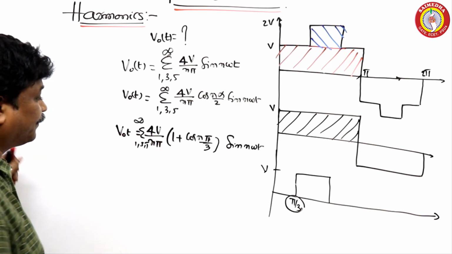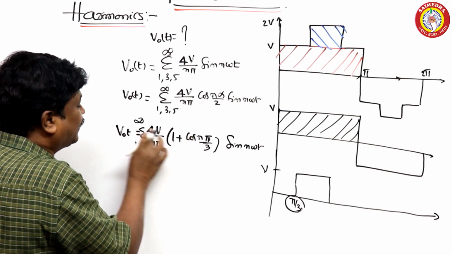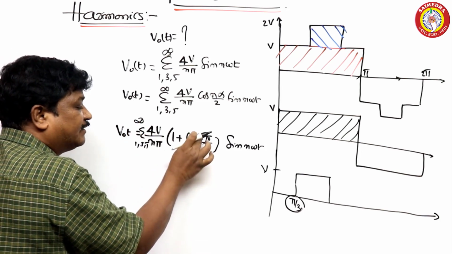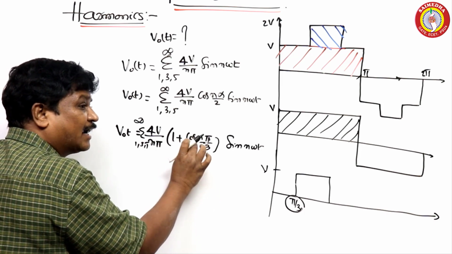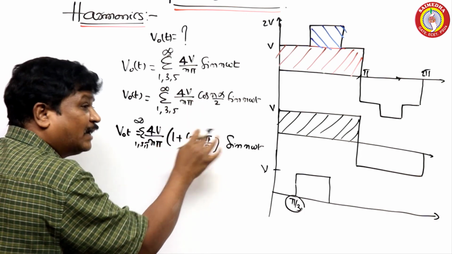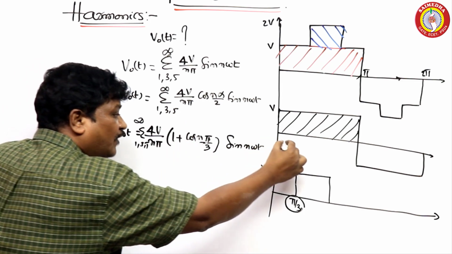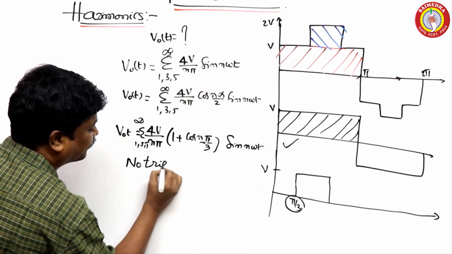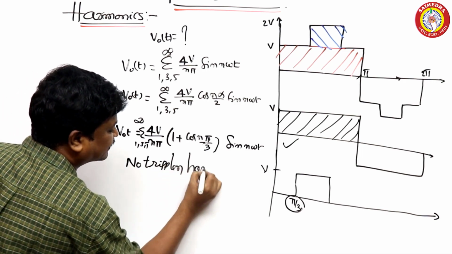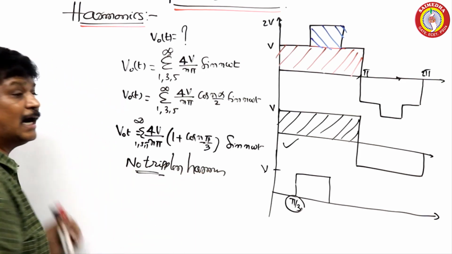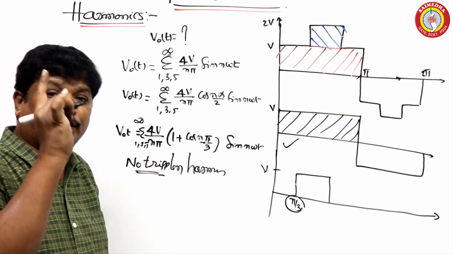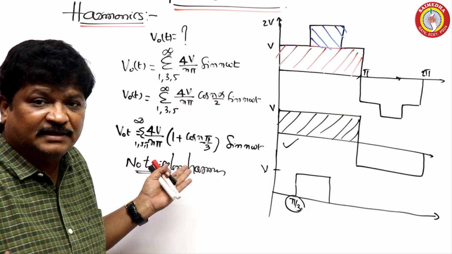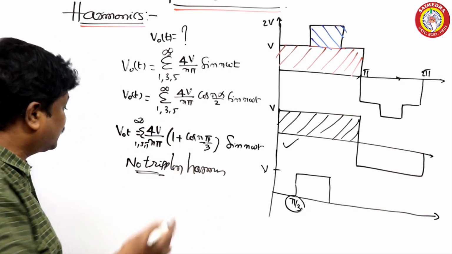For example, I take n equal to 3. 3 pi by 3, the 3 gets cancelled, cos pi. Cos pi means minus 1. 1 minus 1 becomes 0. In this waveform there are no triple n harmonics. Triple n harmonics are absent: third harmonic, sixth harmonic, ninth harmonic. Already the sixth harmonic is not there because there are no even harmonics. The ninth harmonic is also not there. So what can we write?